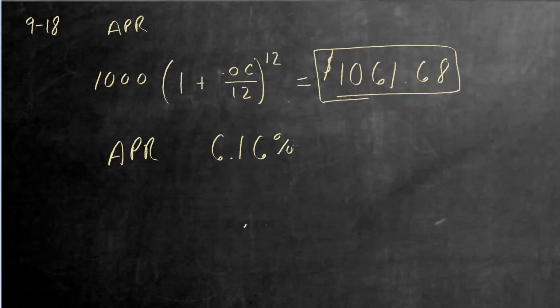Not dollars, percent. And we could do that by just dividing this number by 1,000, and that would get us 1.06168. But we know that the 1 is part of the initial, so the 6.168% would be our annual percentage rate.